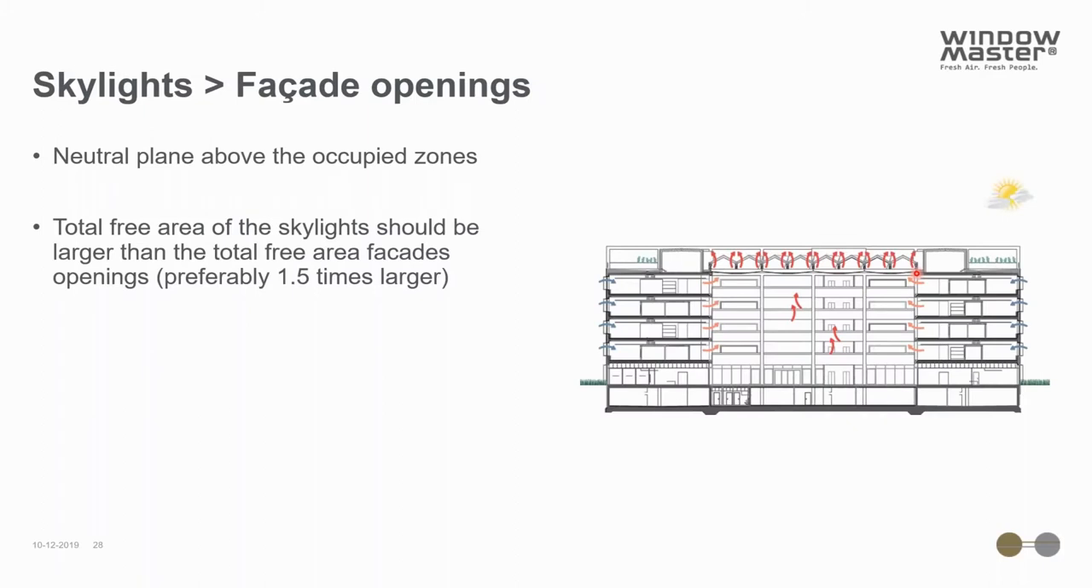What we need to achieve, to avoid that we have backflow, of course, is that we want the neutral plane to be above the occupied zones. To do this, we want the total free area of the skylights in the top of the atrium to be larger than the total free area in the facades. And this should optimally be 1.5 or close to 1.5 times larger. And this will ensure that we have a neutral plane that is above all the occupied zones. So all the facade openings will be used as inlets and provide fresh air to the occupants in the multiple spaces.